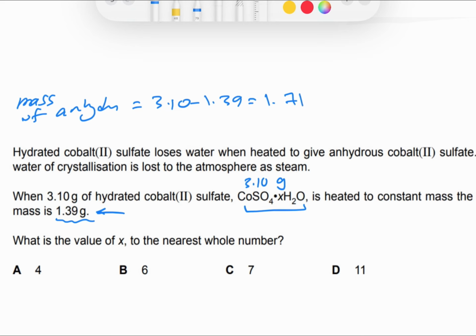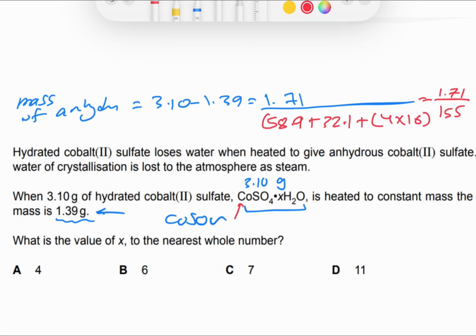At this moment, I can calculate the moles of anhydrous. So let's go and just divide this number over the MR of cobalt sulfate. And if you go to the periodic table, you know that cobalt is an element in the transition elements, and it has an atomic mass of 58.9. And then you go to sulfur, which is 32.1. And then you have 4 oxygens, 4 times 16. Then the moles of anhydrous are equal to 0.0110. This is for anhydrous.